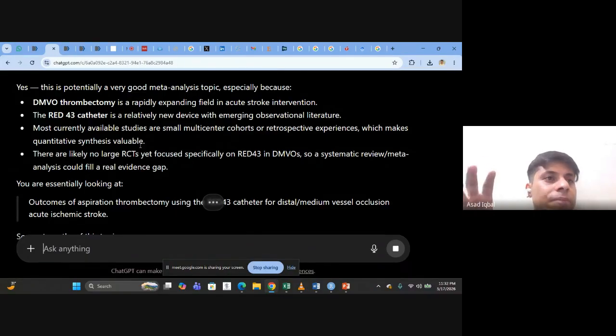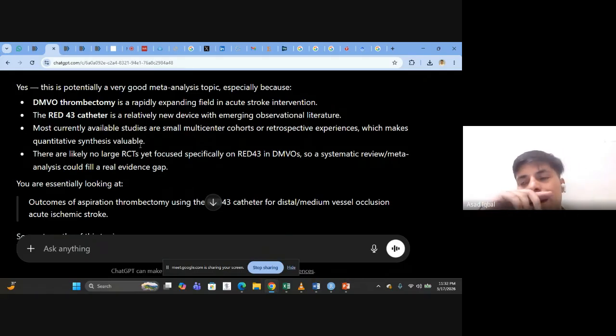When a study is small, there are chances of type 1 and type 2 errors, right? Their statistical power is not enough, so the results may be prone to different kinds of error. I know you won't understand type 1 and type 2 errors, because that's the topic of TSA, trial sequential analysis. But small studies have limitations, and when you have multiple small studies, the meta-analysis is really valuable. There are likely no large efforts in India focused specifically on this in DMVO.